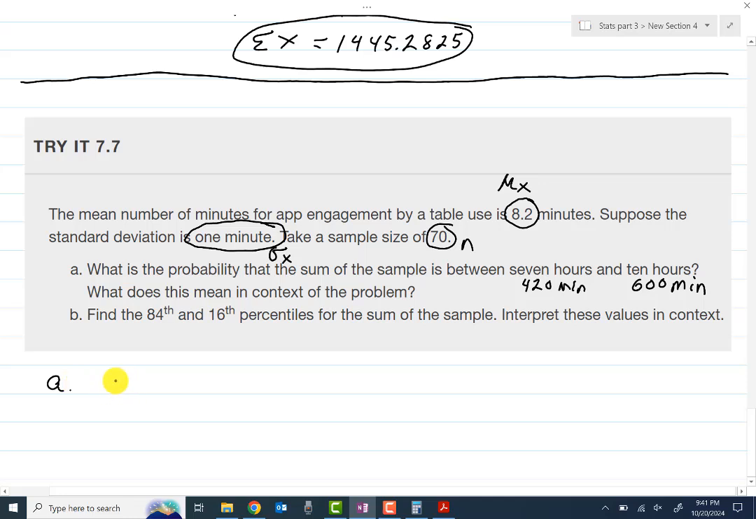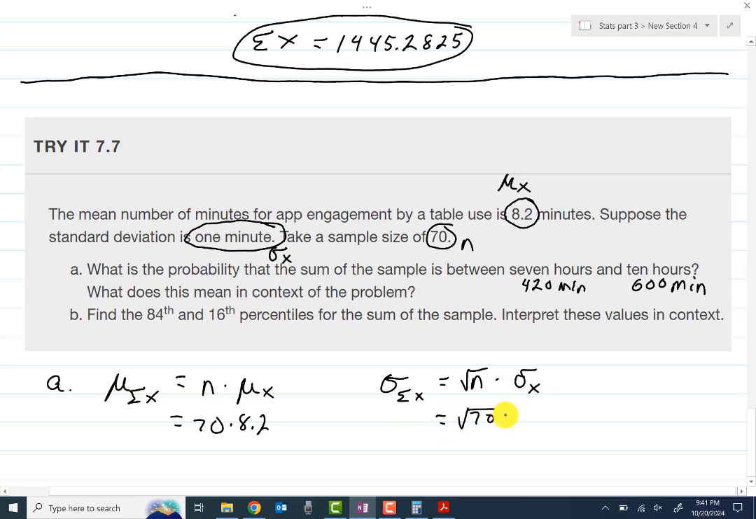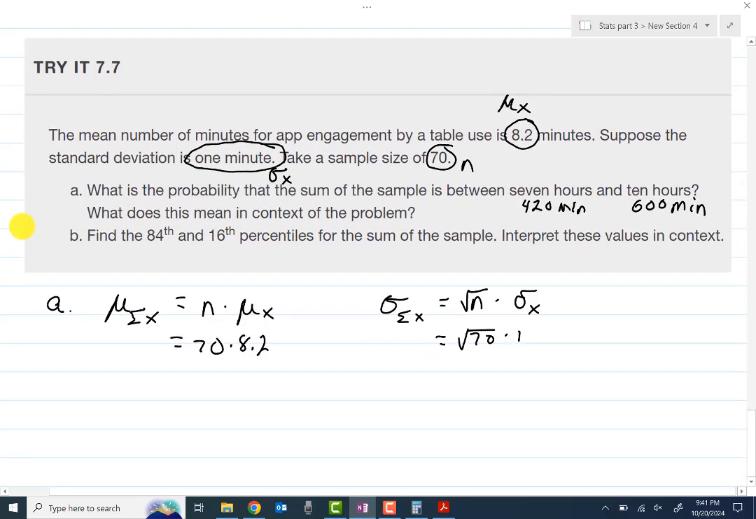Well, let's go ahead and get the mean of this distribution here. That's n times mu sub x. The n is 70, and the mu sub x is 8.2. Sigma is going to be the square root of n times sigma sub x. Square root of 70 times 1. Well, that's easy enough to do.